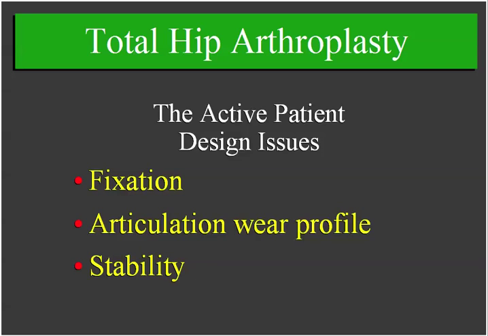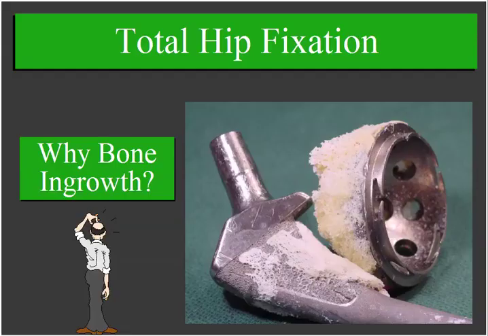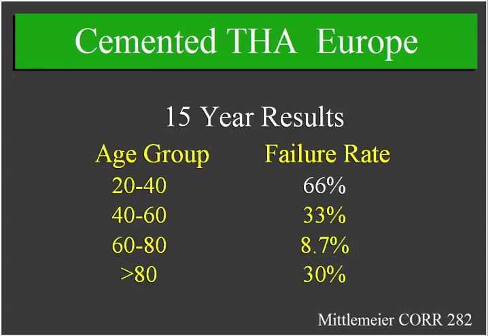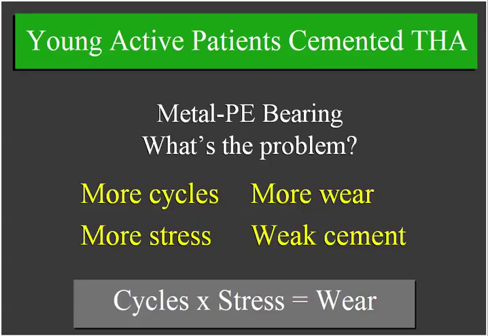You'll say, hip replacement surgery, bone ingrowth, why? If you look at the cemented hip series in the United States, there's a high failure rate, as much as 2/3 at 15 years in young active patients. If you look at the European experience, it's pretty similar at 66% in the young active group. And if you look at the young active patient, what's the problem? The difference between an older patient and a younger patient is that they're generally more cycles, more stress on the implant surface, more stress on the bearing, more wear, and generally a weak cement mantle.